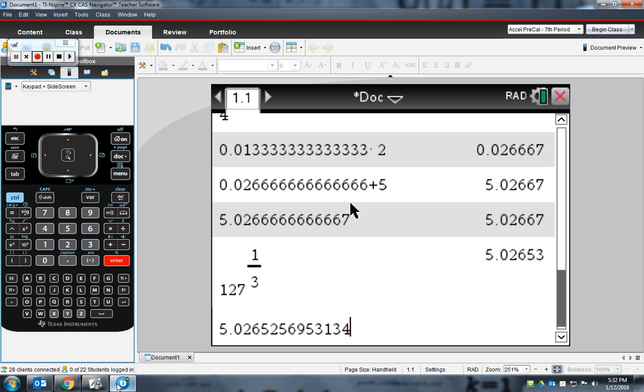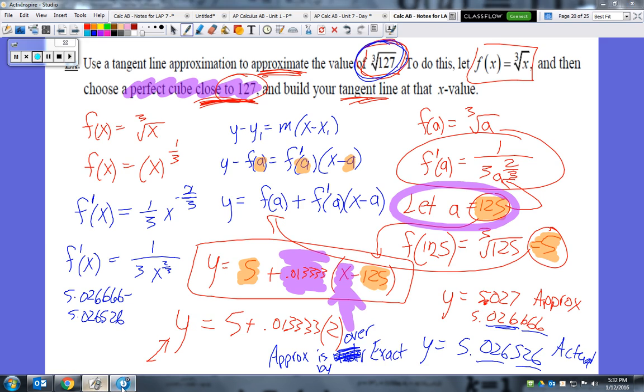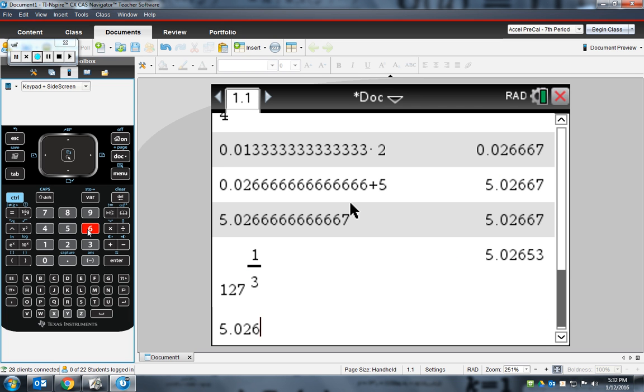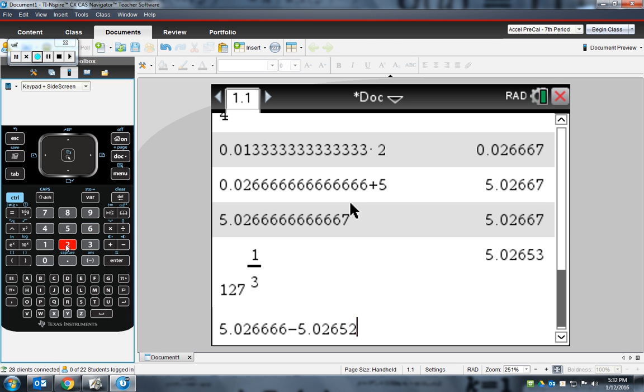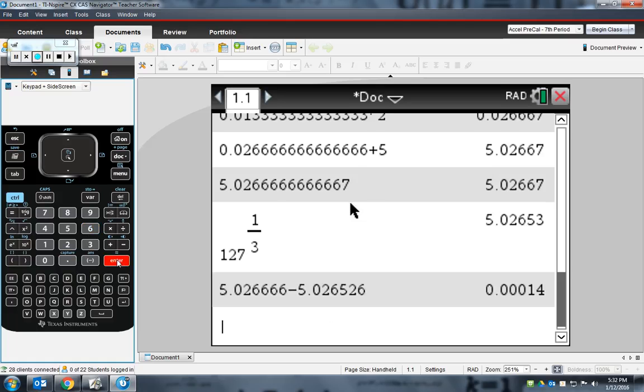Let's put that in the calculator real quick. So we have 5.026666 minus the 5.026526, not 56, 526. And the answer is 0.00014. So it's very, very minuscule as far as how off it is.